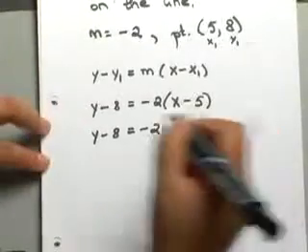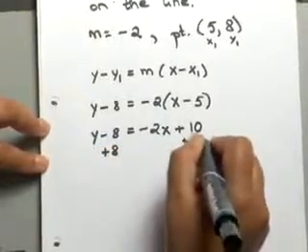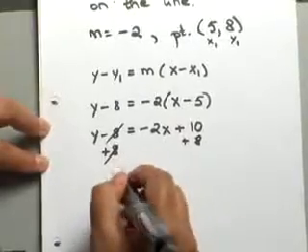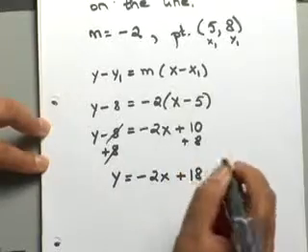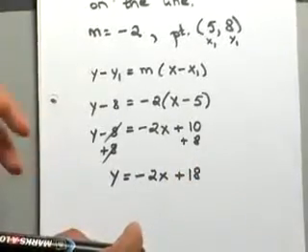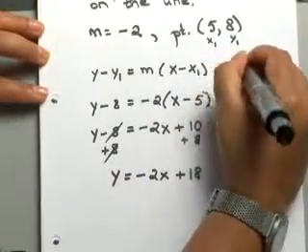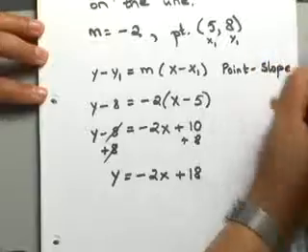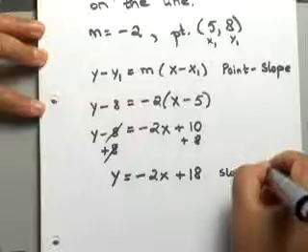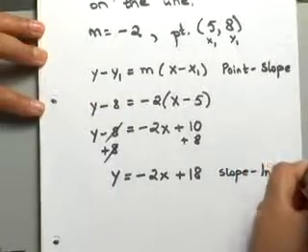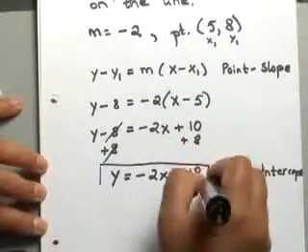Now the next thing I will do is get my y by itself and move the 8 over to the other side, which will give me y equals -2x plus 18. And you can see we started out by using the point slope form, and we ended up with the slope intercept form. And this is the equation of the line that we were looking for.